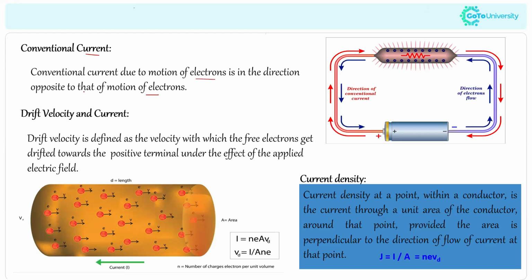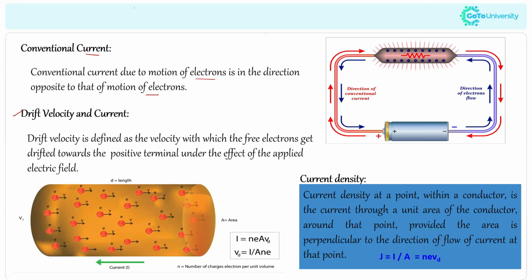Now we are going to study what is meant by drift velocity and the relation between drift velocity and the current. We studied about the conventional current. It is very important because in most questions you will see the word conventional current, and the question may be related to the direction. Keep in mind whenever you get a question related to conventional current, the direction of the current will be opposite to the direction of motion of electron. It's not like our normal current. So just keep this in mind.